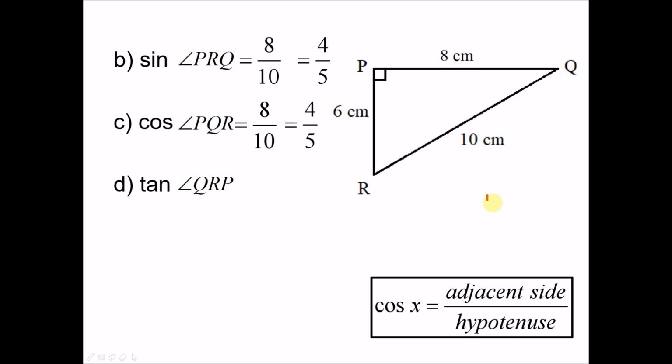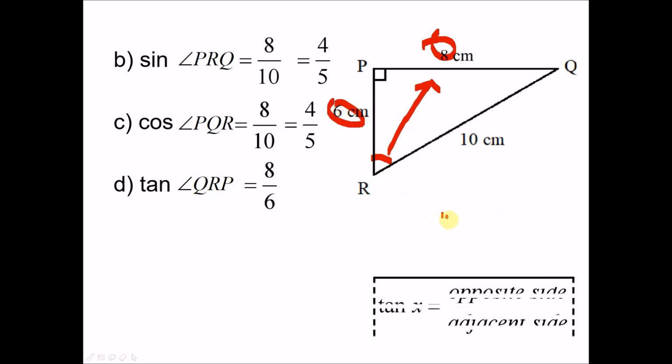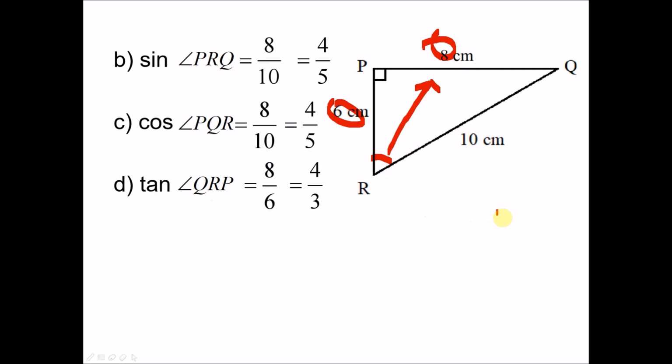For the last one, tangent QRP, again R is in the middle, so now we return to this angle again. To find tangent, we find the opposite side over adjacent. This is the opposite side again, so 8 over the adjacent, which is 6. So 8 over 6, simplified, you get 4 over 3.